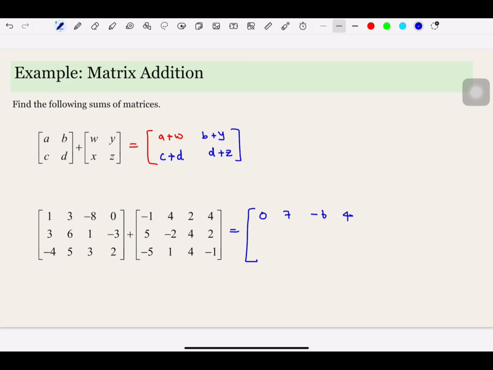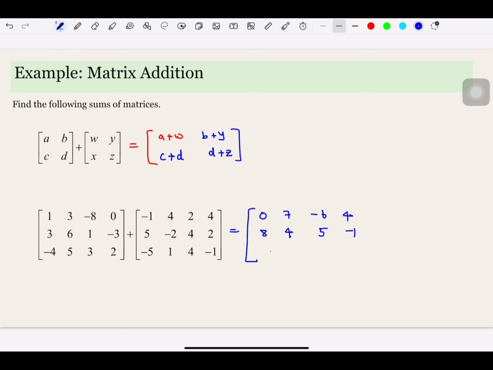So let me complete the second row, which is going to be 8, 4, 5, -1. So I add these corresponding numbers. 3 plus 5 is 8, 6 plus -2 is 4, 1 plus 4 is 5, -3 plus 2 is -1.